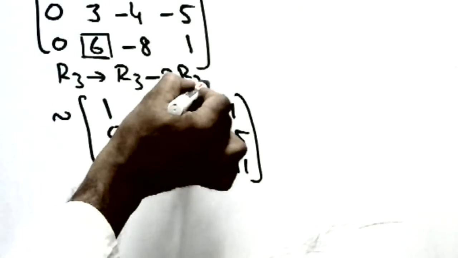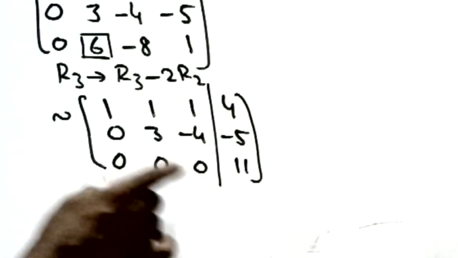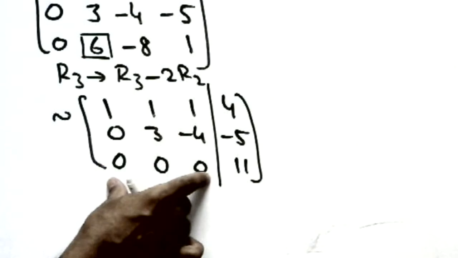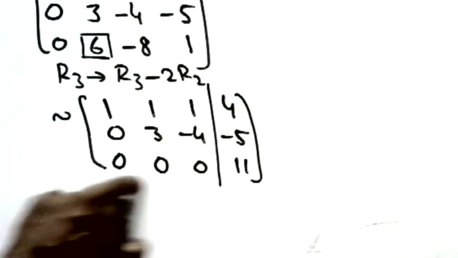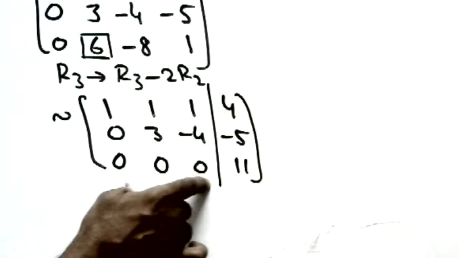Now after changing into echelon form, you do one thing. You put a line here. Now this will be the rank of A. Because we got 0 here, this row we will not count.